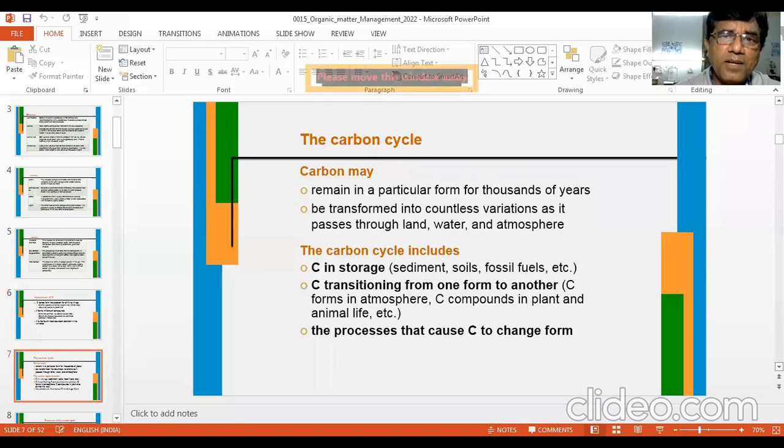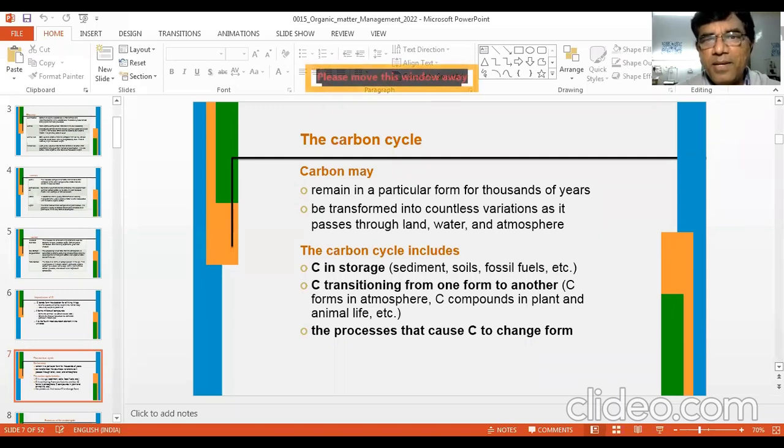Now, the carbon cycle is very important for sequestration. In the carbon cycle, you have three important processes. Number one is photosynthesis. Number two is respiration. And third is decomposition. So photosynthesis by plants, respiration by plants, and decomposition by organisms in soil. These three processes are very important in the carbon cycle.